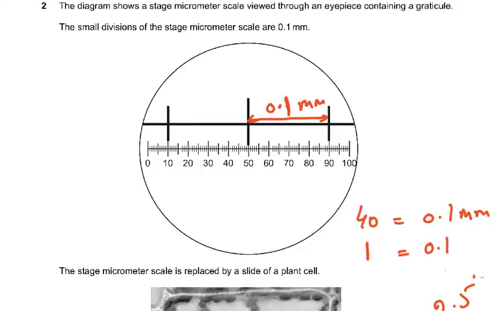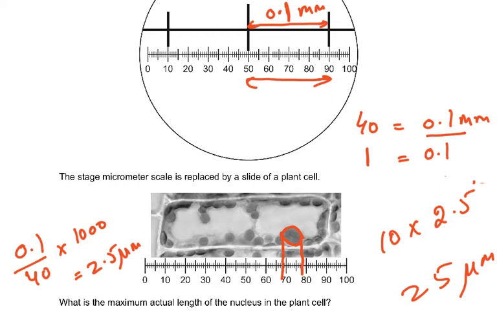Question number 2. The diagram shows a stage micrometer scale viewed through an eyepiece containing a graticule. The small divisions of the stage micrometer are 0.1 millimeter. So you can see 50 to 90 is 40. 40 divisions is equal to 0.1, so 1 division is equal to 0.1 over 40. Now from here to here you're going to see the nucleus. This is the nucleus, and this is equal to 10 divisions.